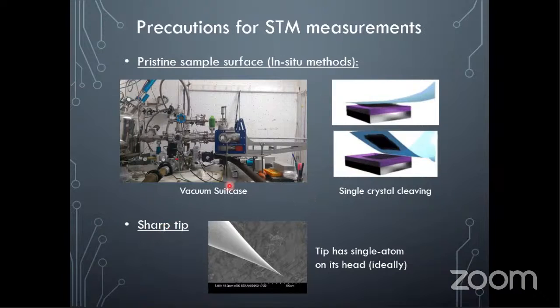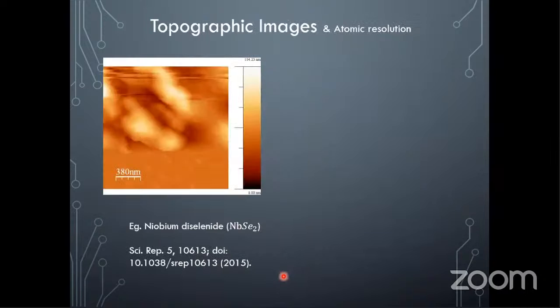Another way to get a very good measurement is to have a sharp tip, so sharp that it has only one atom at its apex, at its head. Now, using these methods, one can get topographic images of the sample surface.